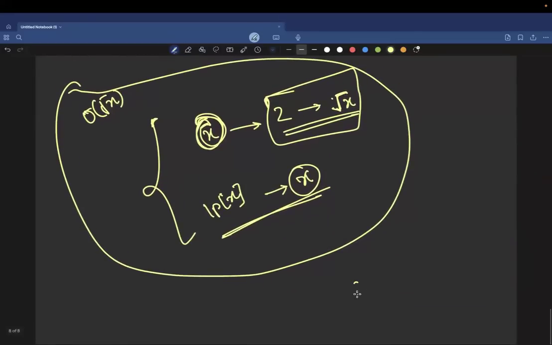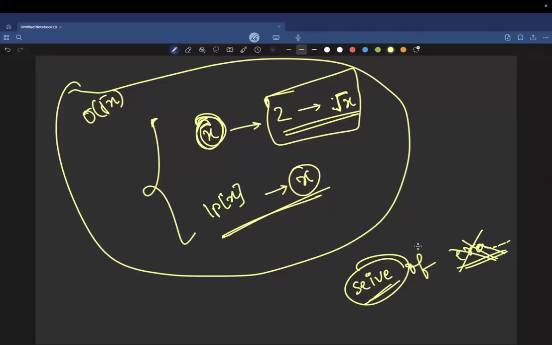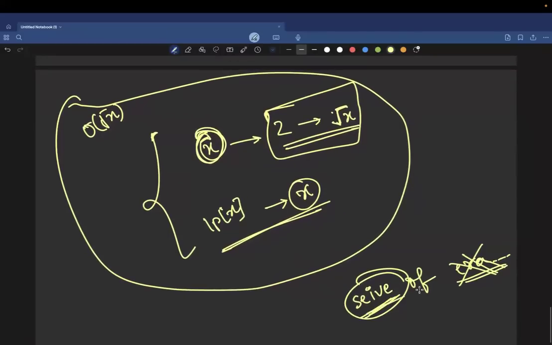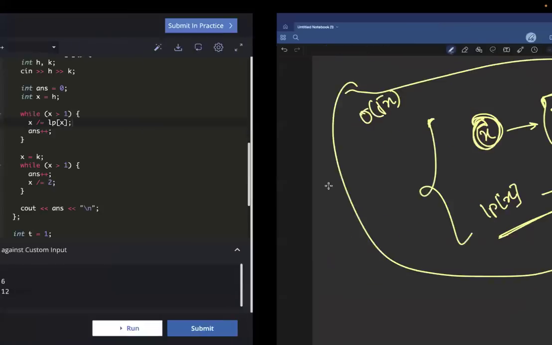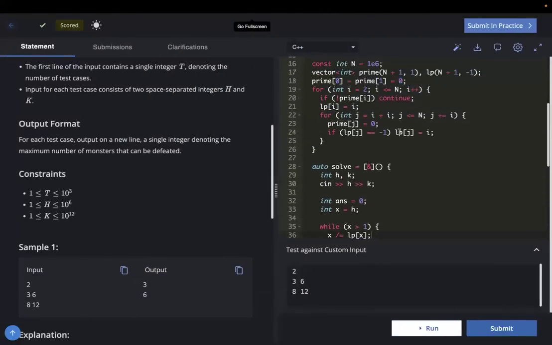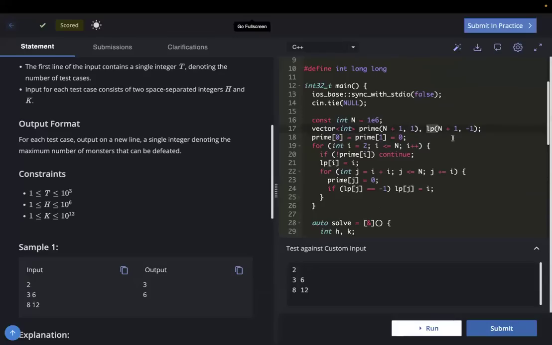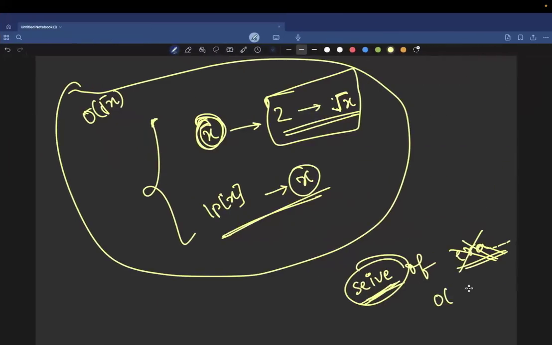The other thing is you can use the Sieve of Eratosthenes. I don't know the complete name, whatever that crazy name is. You can just use that algorithm, which can help you to create this lowest prime number array in big O of n log n.